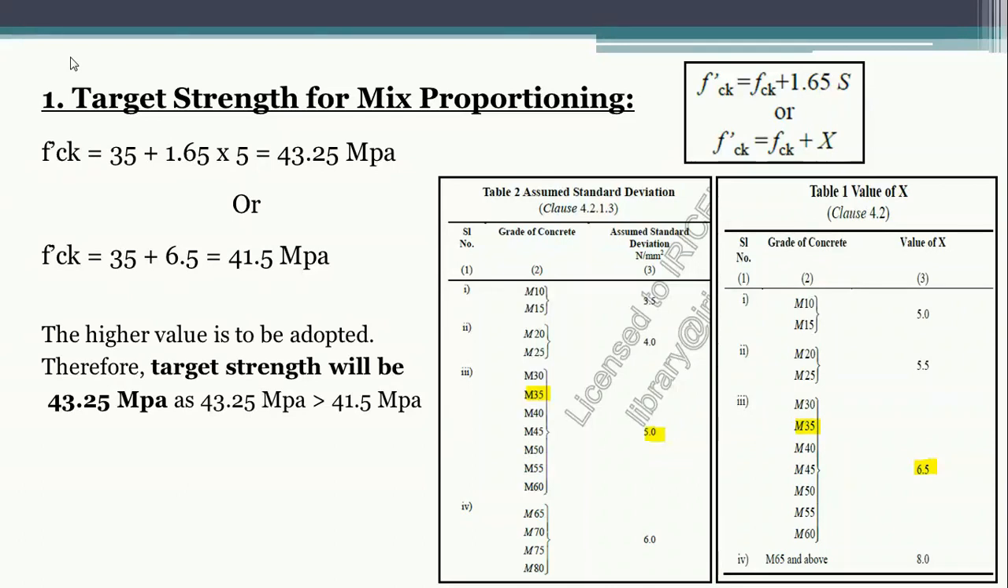Target strength is the average strength that is obtained from the mix design, whereas fck is the characteristic strength of the concrete. So when you cast the concrete based on the mix proportion obtained at the end, you should get strength between 35 and 43.25. Only 5% can be less than 35 Newton per mm square.